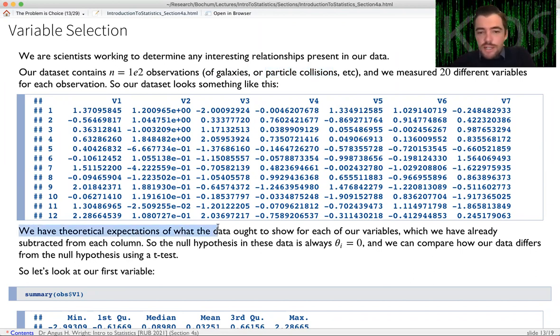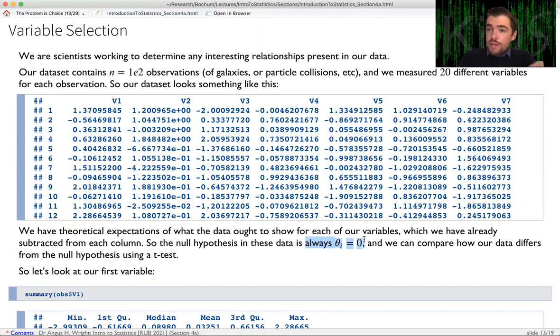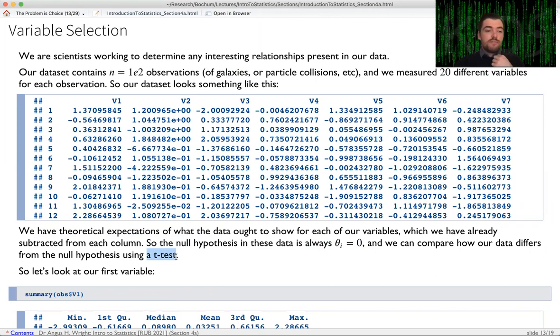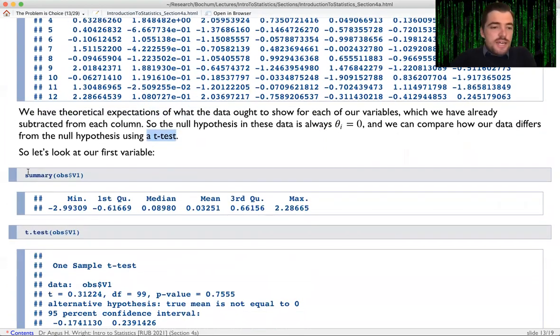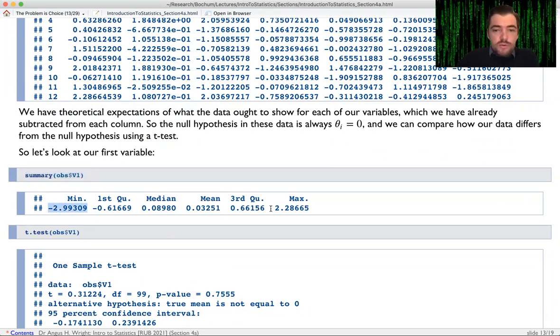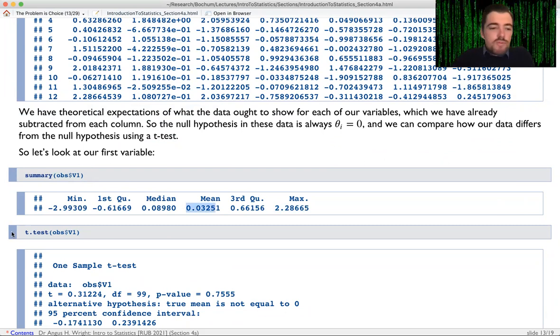We have some theoretical expectation that each one of these variables ought to be centered on 0. Okay, makes our life easy. Let's say that that's the null hypothesis, that the true value of these parameters is always 0. And we want to compare how our data differs from the null hypothesis using a t-test, that thing that we spoke about a few slides earlier. So let's take the first variable. Just have a look at the first variable. It's got a minimum of -3, a maximum of 2 and a bit, a mean of 0.03, and so on. Let's run our t-test.